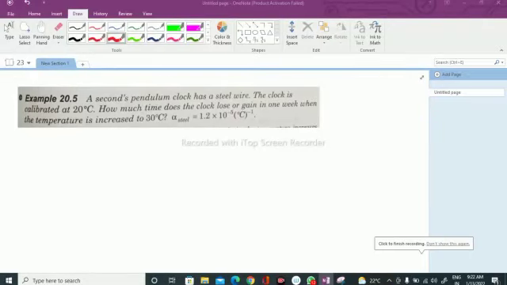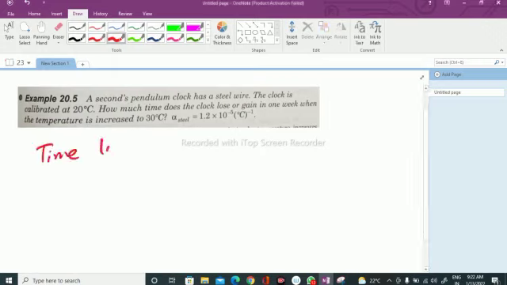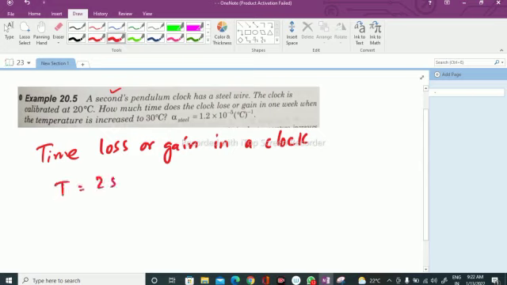In this video, we'll see a numerical on the time loss or gain in a clock. This type of question. Now, a seconds pendulum. What is a seconds pendulum? T is equal to 2 seconds.